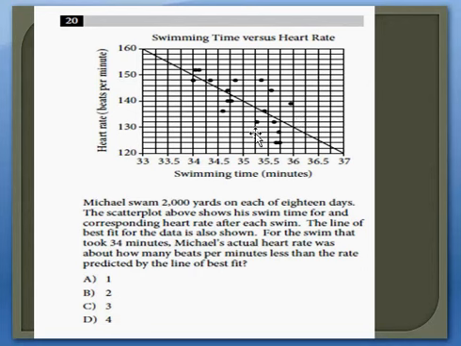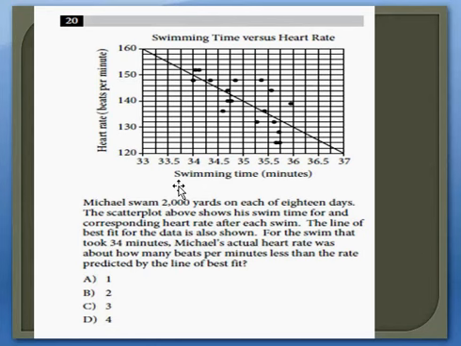So let's look at a few problems. Here on the x-axis you have the swimming time, and on the y-axis you have the heart rate after the swim. So Michael swam 2000 yards on each of the 18 days, and you see those 18 points. The scatter plot above shows his swim time for the corresponding heart rate after each swim. The line of best fit for the data is also shown. For the swim that took 34 minutes, Michael's actual heart rate was about how many heartbeats per minute less than the rate predicted by the line of best fit?